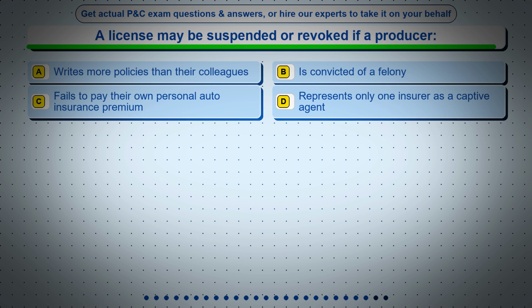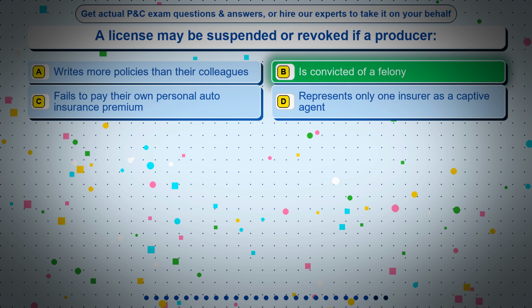Question 23. A license may be suspended or revoked if a producer: Option A, writes more policies than their colleagues. Option B, is convicted of a felony. Option C, fails to pay their own personal auto insurance premium. Option D, represents only one insurer as a captive agent. The correct answer is option B, is convicted of a felony.